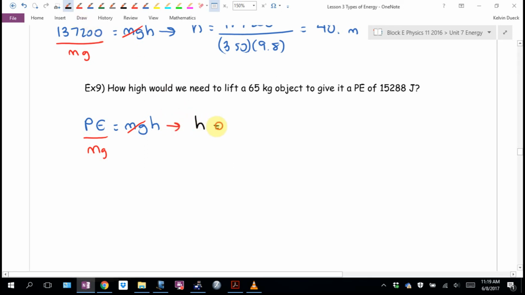So the height is going to be 15,288 divided by 65, 9.8. Which is what? Sorry? 24? Is that right? Units, Jenna? Height? Yeah.